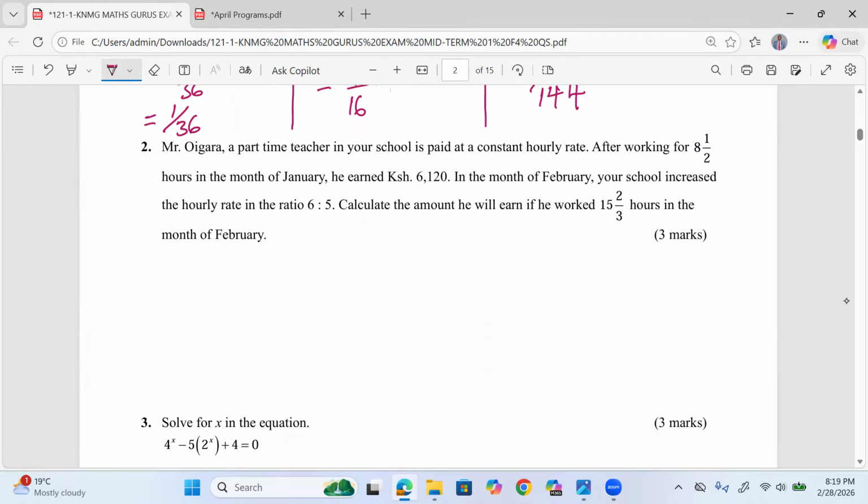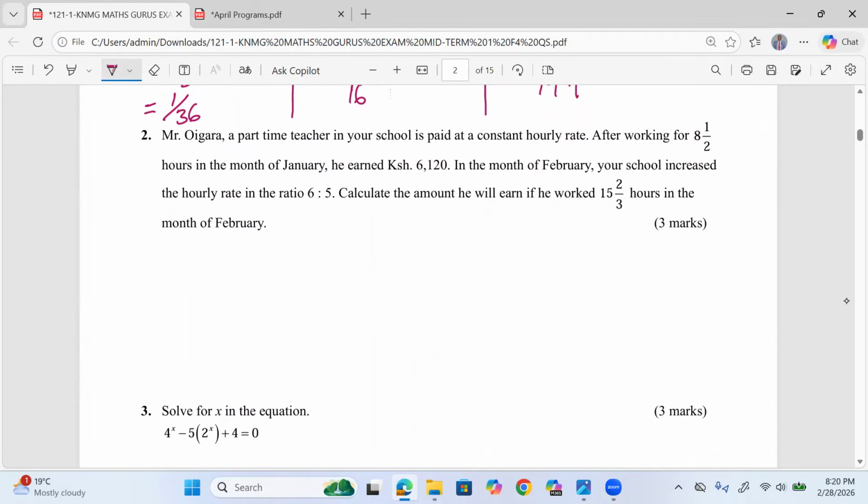Mr. Ogara, a part-time teacher in your school, is paid at a constant hourly rate. Now, after working for 8.5 hours in the month of January, he earned 6,120 Kenya shillings. In the month of February, your school increased the hourly rate in the ratio of 6:5. Calculate the amount he will earn if he worked for 5 2/3 hours in the month of February.